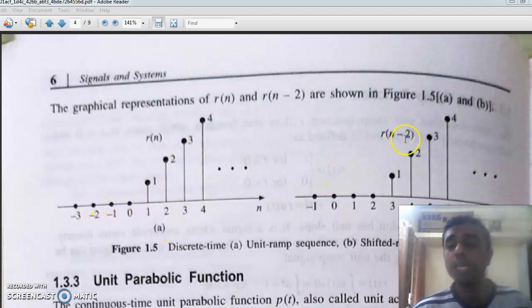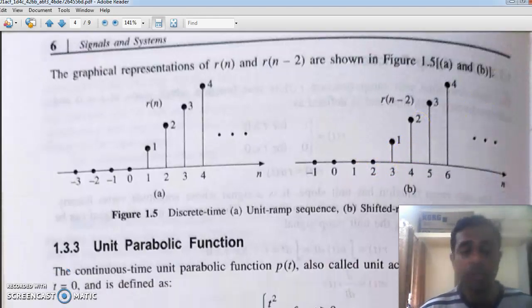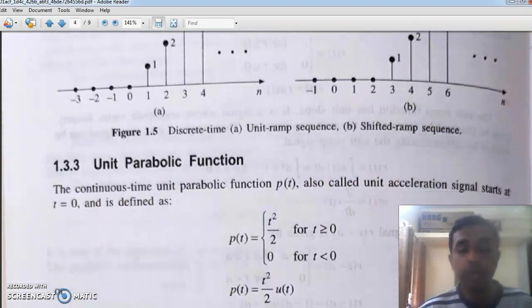Suppose we take k equal to 2, that is, we delay the signal r of n by 2 samples. If this was the starting point, delaying by 2 samples, that is 1, 2, the sequence r of n starts at 2. At 2 it is 0, at 3 it is 1, at 4 it is 2, and it goes like that. Next we will see what a unit parabolic function is.